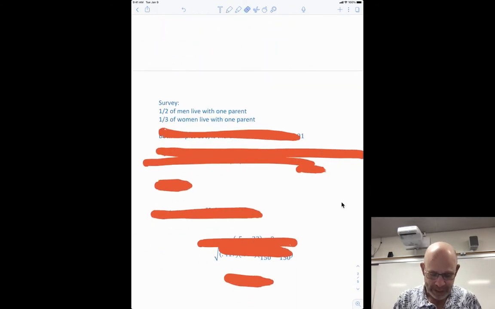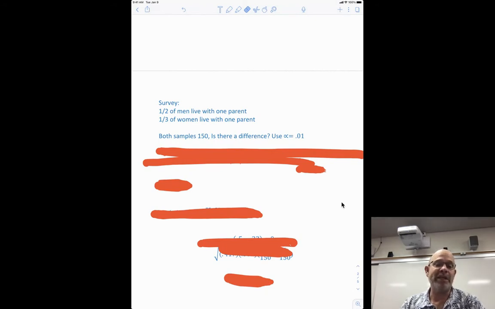So here we go. We did a simple random sample, and half of the men that we asked lived with one parent. These are maybe people in their 20s or something, and a third of the women. Okay. And we're going to ask, is there a difference? Both of the sample sizes were 150, and we're going to use 1%. We're just going to change the alpha a little bit, use 1%.